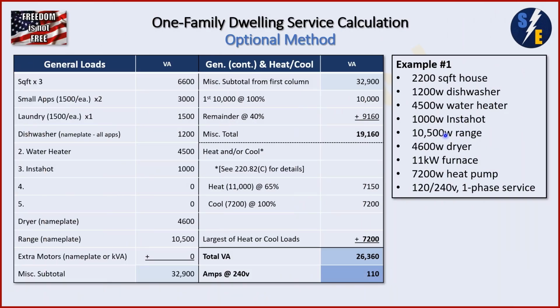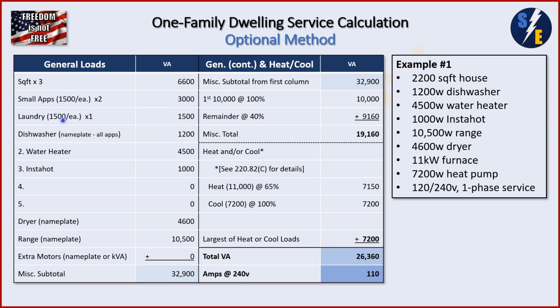Okay, so here's all our data over here for example number 1. We're going to start up here with the square footage times 3. 2,200 square feet times 3 is 6,600. We're going to add our small appliance circuits, which we're required to put 2 in, even though it doesn't tell us we have small appliance circuits over here. We have to add them by code. It's a requirement. Again, my deep dive series explains all that. So we're going to add 2 of those at 1,500 each, and that gives us 3,000 VA.